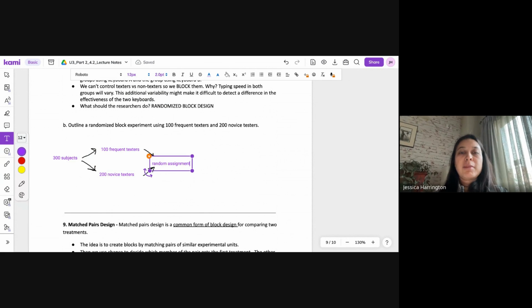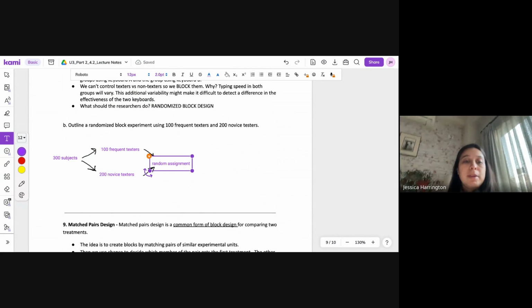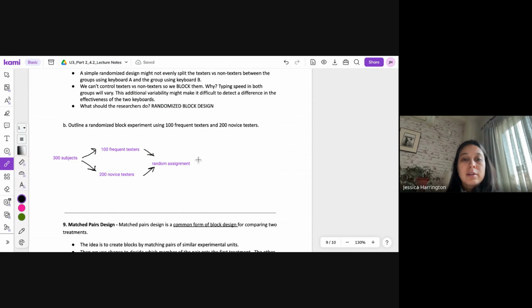Okay, because we're going to randomly assign some people from the first block to get keyboard A, and we also want some from the first block to get keyboard B. So let's draw arrows.